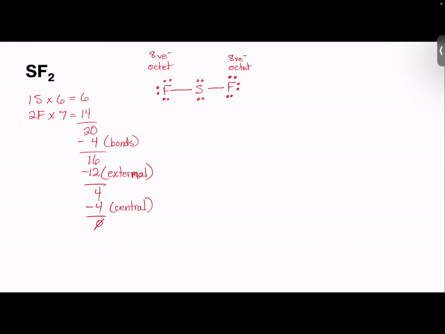Sulfur also is currently sitting with an octet because it has 4 within the bonds and 4 in the lone pairs, making a total of 8. This is the structure for sulfur difluoride. Now, the reason we know this is the structure for sulfur difluoride is because fluorine will always have a single bond. It will never have multiple bonds between sulfur and fluorine. Fluorine just can't. It just can't have more than one bond.